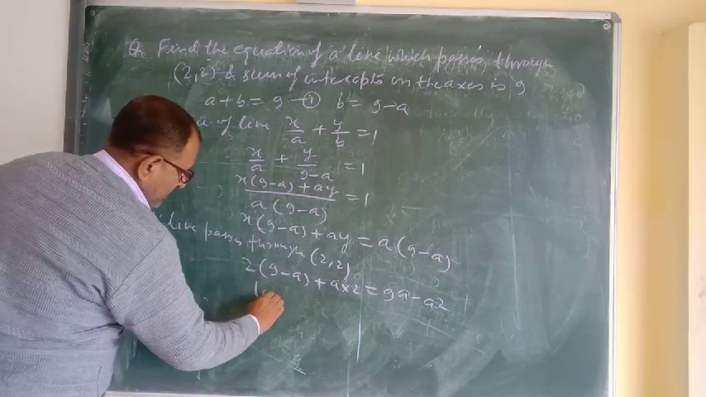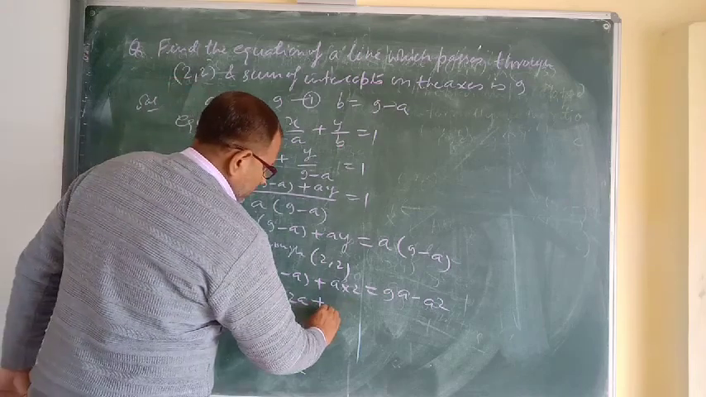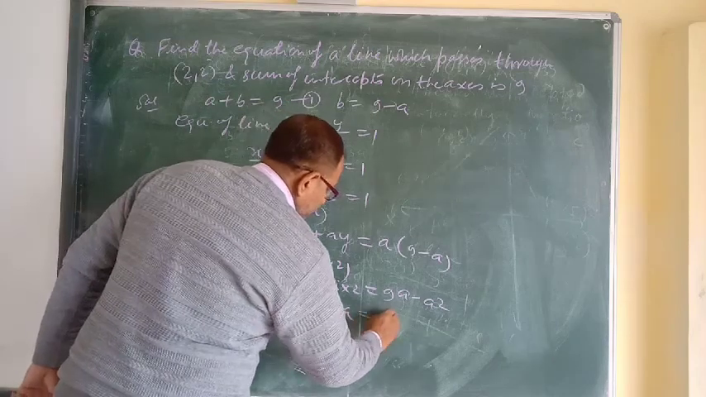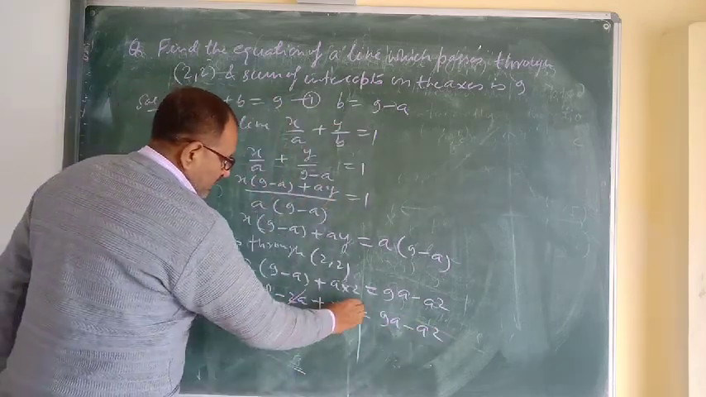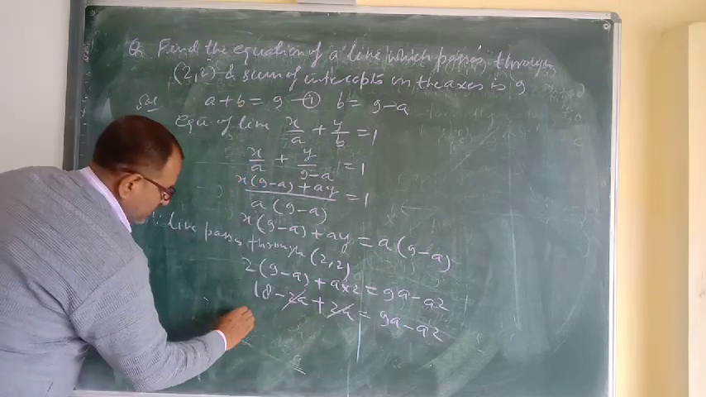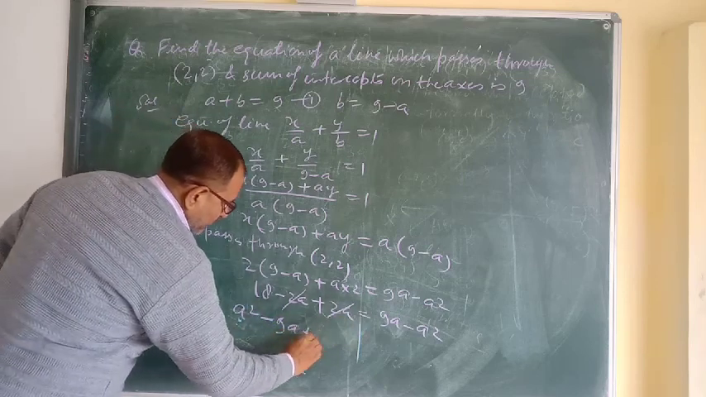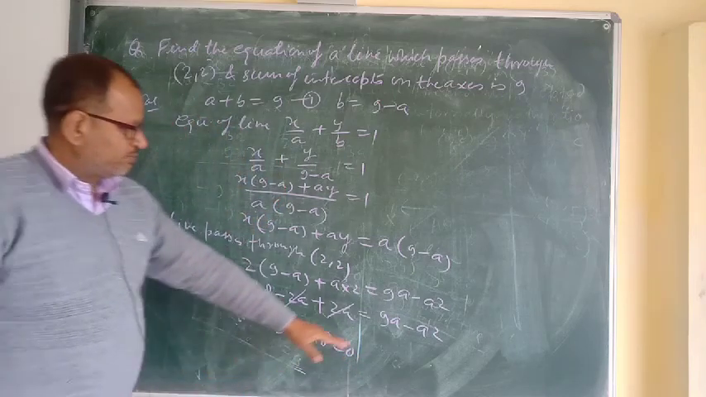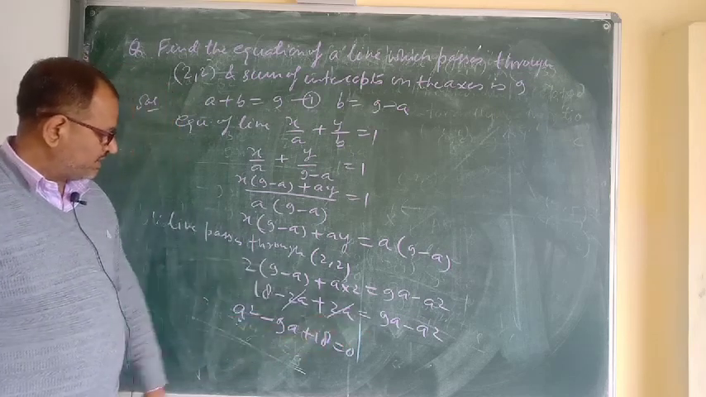2 nines are 18 minus 2a plus 2a is equal to 9a minus a square. Minus 2a plus 2a cancel. Transpose all the terms to the left side. So it is a square minus 9a plus 18 is equal to 0, transposing minus a square to the left side.